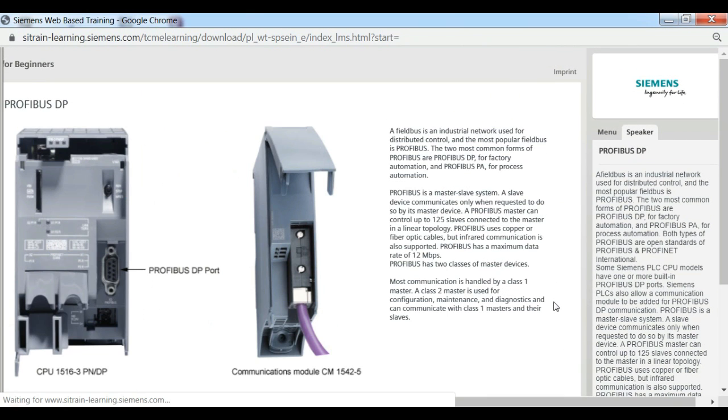A field bus is an industrial network used for distributed control, and the most popular field bus is Profibus. The two most common forms of Profibus are Profibus DP for factory automation and Profibus PA for process automation. Both types of Profibus are open standards of Profibus and Profinet International. Some Siemens PLC CPU models have one or more built-in Profibus DP ports. Siemens PLCs also allow a communication module to be added for Profibus DP communication.